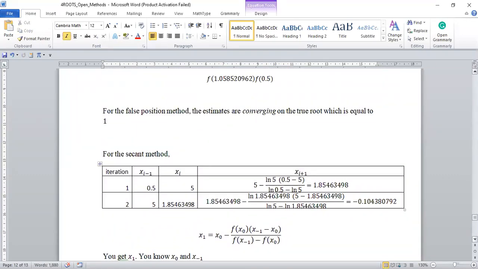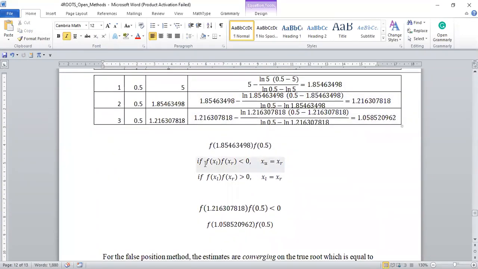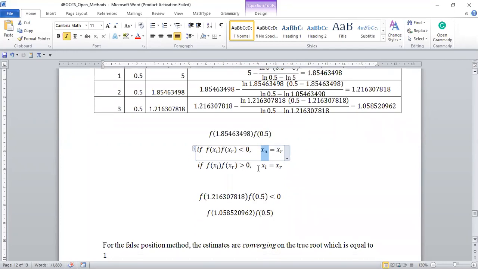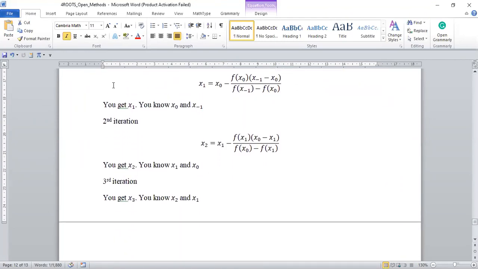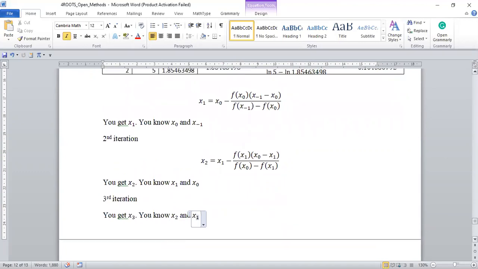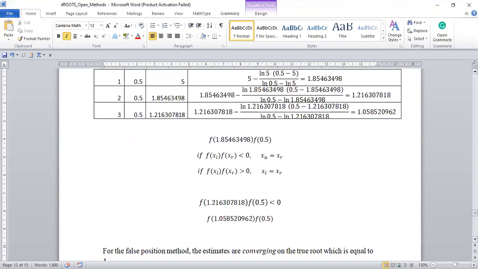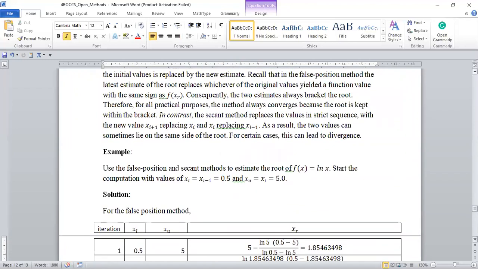And you can immediately spot the difference. For the false position method, you have to do this evaluation. If it's less than 0, you have to replace the upper limit with the root, and if it's greater than 0, you replace the lower limit with the root. But in the secant method, we are not doing any if statements. We don't need this evaluation. Everything is happening sequentially. The first iteration, we get x1, and we know this and this. For the second iteration, we get x2, we know this and this. For the third iteration, we get x3, we know this and this. So we don't need to be testing for any kind of condition.